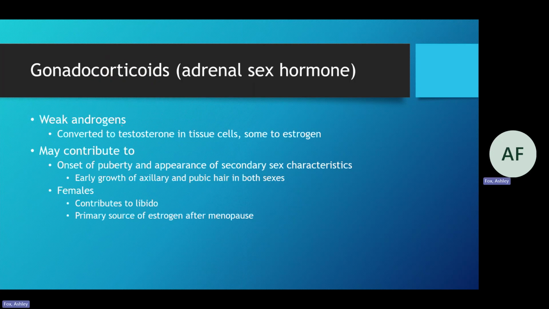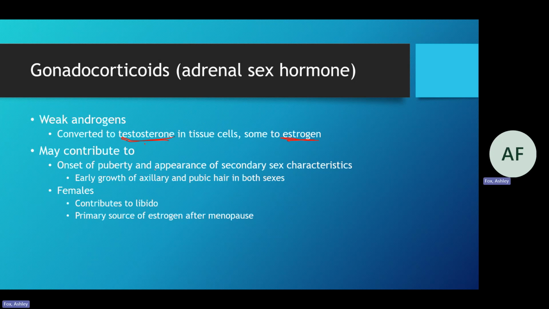So they're actually weak androgens, and they are released and made into testosterone by the cells, and some can be made into estrogen. And remember, males and females do. So females mainly have estrogen, but they do have testosterone. And males mainly have testosterone, but they do have estrogen. So it's not always just one or the other. It's just a majority versus kind of between the two.